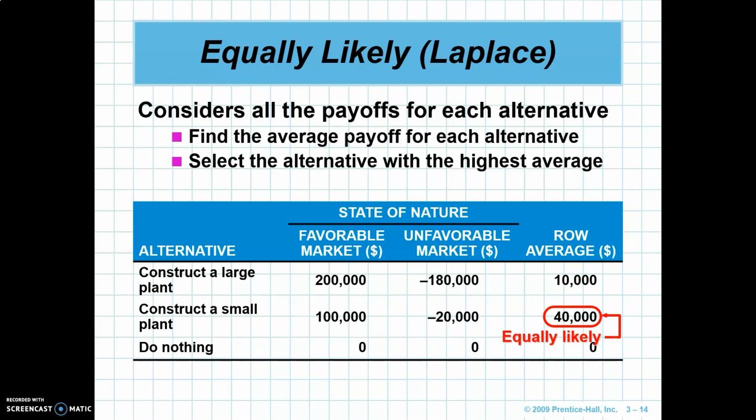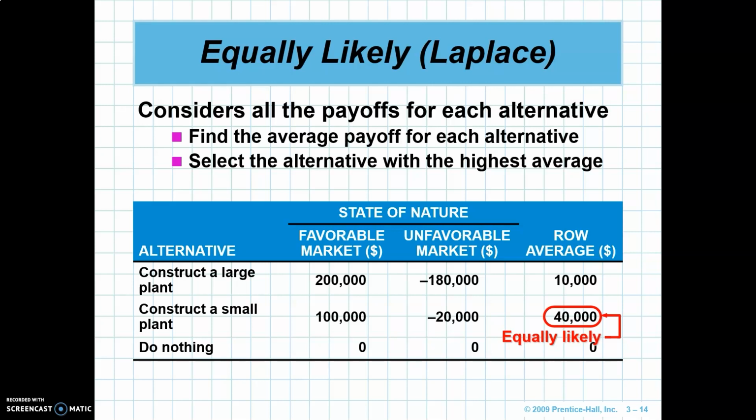It is assumed that all states of nature will occur with equal probability. That is, each state of nature is assigned an equal probability. As states of nature are mutually exclusive and collectively exhaustive, the probability of each of these must be 1 divided by the number of states of nature. The working method is summarized in the slides.